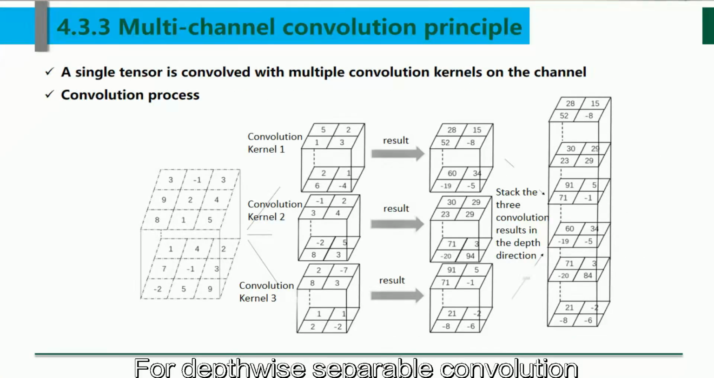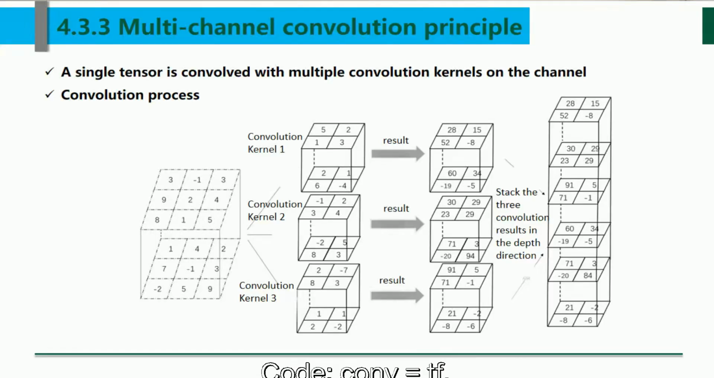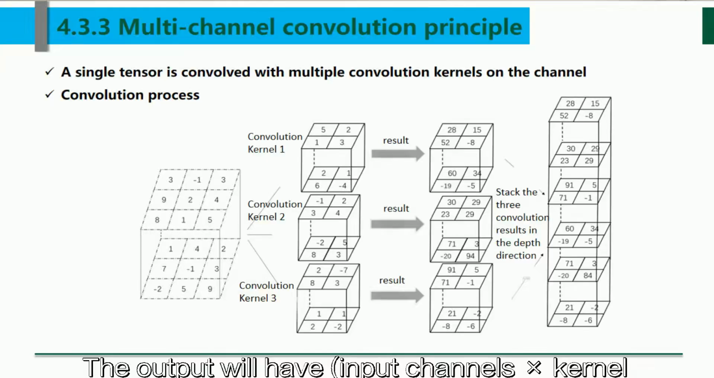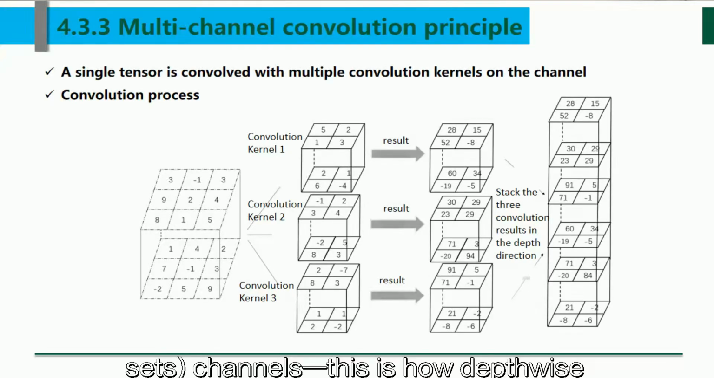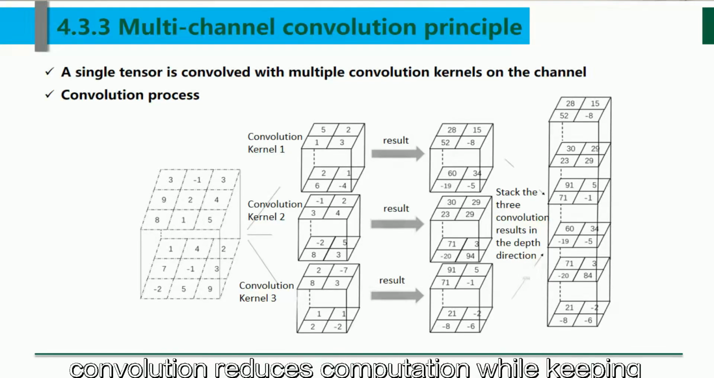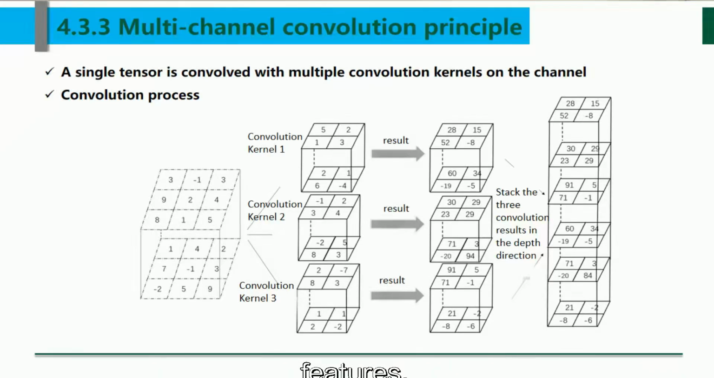For depthwise separable convolution, TensorFlow has a special function. Code: conv equals tf.nn.depthwise_conv2d(x, k, [1, 1, 1, 1], 'VALID'). The kernel K here is shaped for per channel convolution, for example, 2, 2, 2, 3: 2 multiplied by 2 size, 2 input channels, 3 kernel sets per channel. The output will have input channels multiplied by kernel sets, channels. This is how depthwise convolution reduces computation while keeping features.